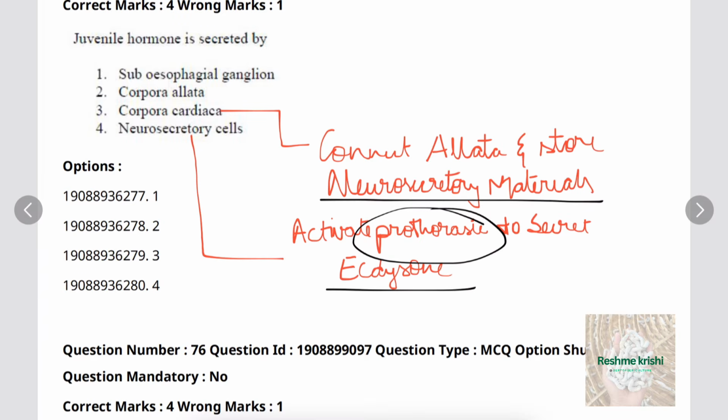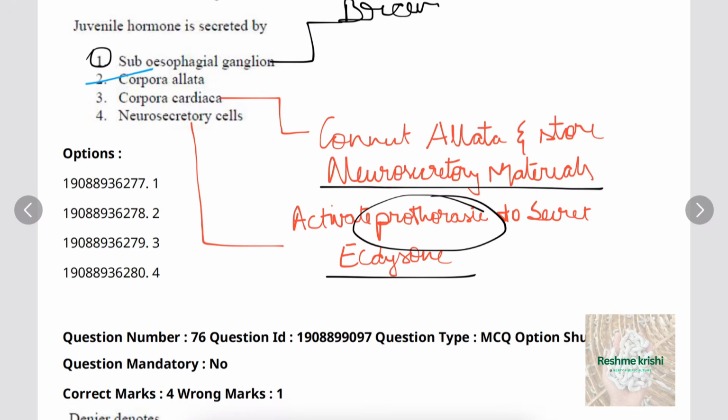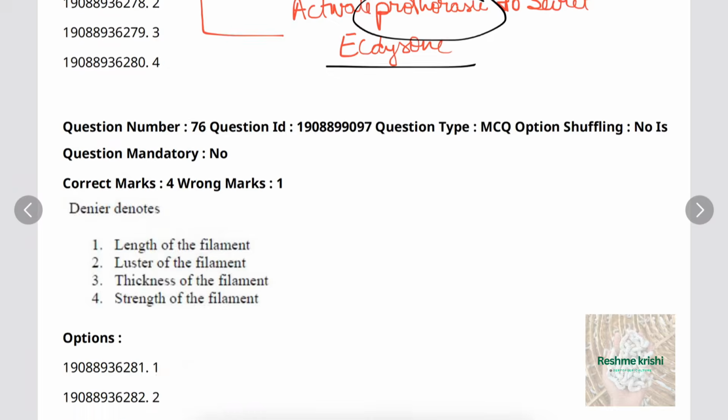We all know subesophageal ganglion. What is subesophageal ganglion? It connects the brain. Okay, and it supplies the nerves to mandible, maxilla, and labium. So it doesn't secrete anything. The answer will be corpora allata.